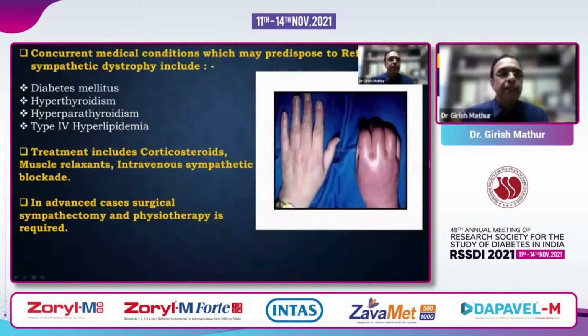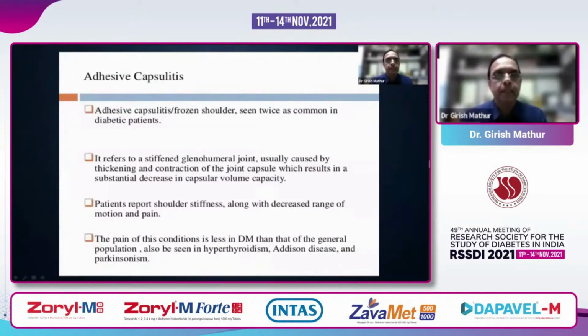Apart from diabetes, other conditions which predispose to reflex sympathetic dystrophy are hyperthyroidism, hyperparathyroidism, and type 4 hyperlipidemia. Treatment includes corticosteroids, muscle relaxants, and intravenous sympathetic blockade, and surgical sympathectomy may also be required in severe cases.